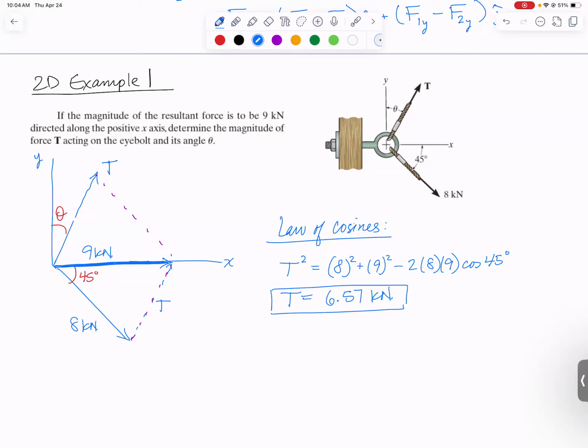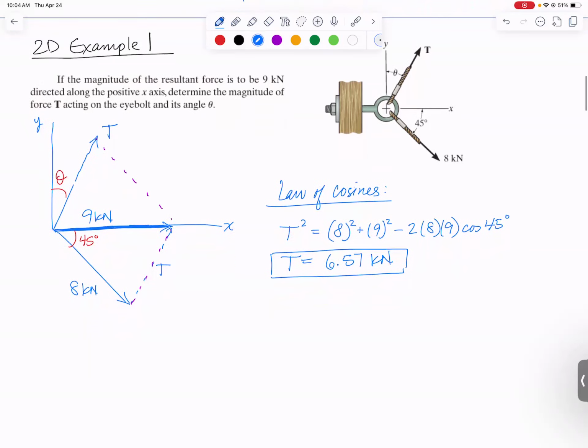And now what I need to figure out are all of these other angles. We know this one is 45 and that's opposite the side T. Why don't we find this one over here? I like the idea of this one because then this angle is equal to that angle. So if I find this one, I just have to subtract it from 90. Call it alpha, and then let's use law of sines to find that angle. Law of sines says that 6.57 kilonewtons over the sine of 45 has got to equal 8 kilonewtons over the sine of alpha. So solving, we get alpha, and alpha comes out to be 59.4 degrees.